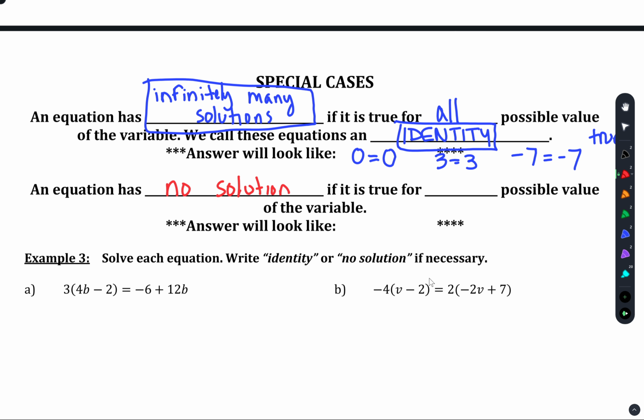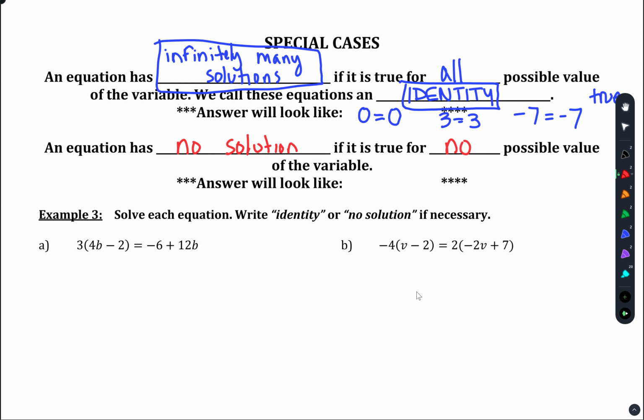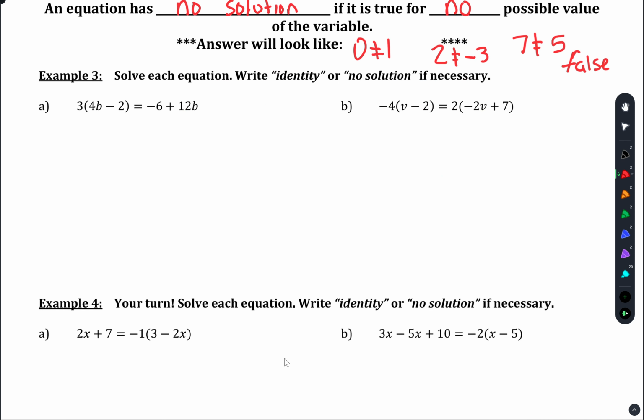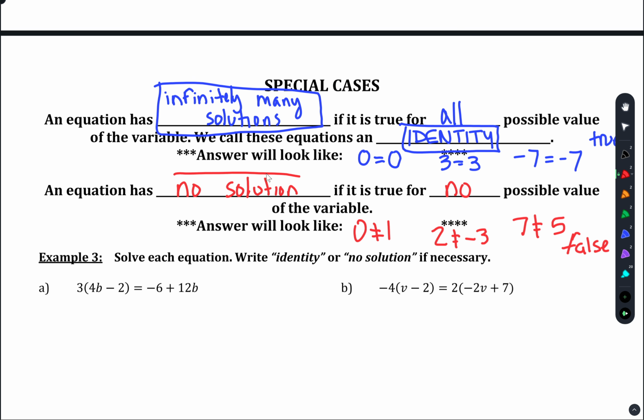If an equation has no solution, it is true for no possible values of the variable. In this case, my answer will look like a false statement. 0 equals 1. 2 equals -3. 7 equals 5. Right? None of these things are true. In fact, I should really say 0 is not equal to 1. 2 is not equal to -3. These are false. One thing I notice, if it is false, our answer should be this guy right here, no solution.